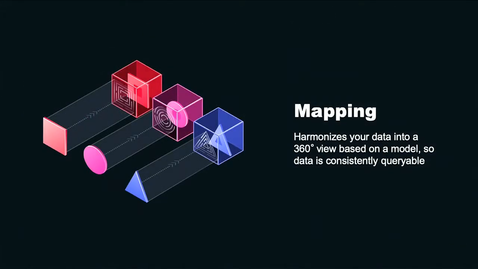So the way that we create that 360-degree view is through our mapping process. Our mapping process harmonizes your data to create that 360-degree view. And that view is based on a model. Once you have that view, it's consistently queryable, and this is what allows it to be accessible to your downstream applications. And Mike's going to go into detail and show you how to create this mapping and run it.